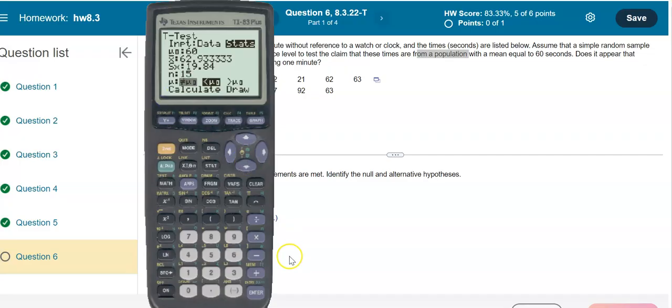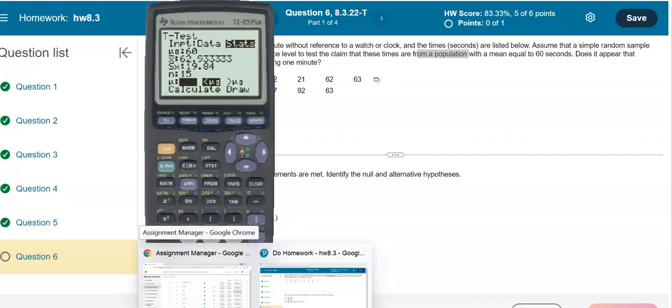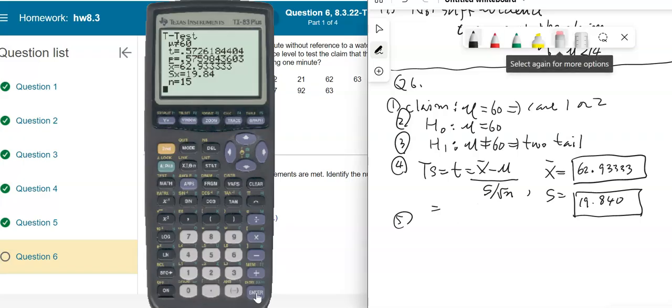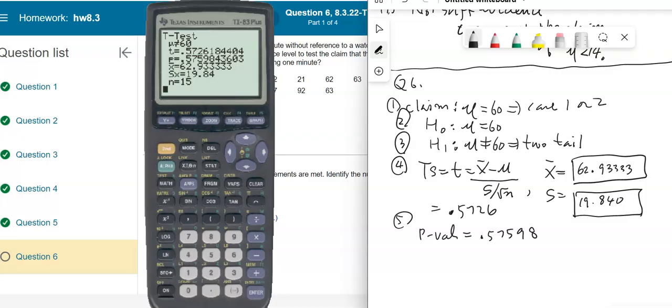And then, it's that H1 is not equal. Do you see that? So you have to use that. So not equal, highlight that and go to calculate. So I know that the test statistic, let me write it here, is 0.5726, and then the p-value underneath is 0.57598. Okay, so this is the test statistic, this the p-value. So now we can answer. Now we can go ahead and finish it.